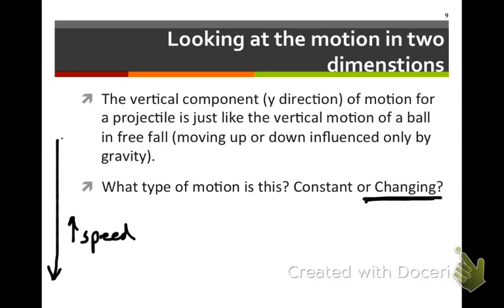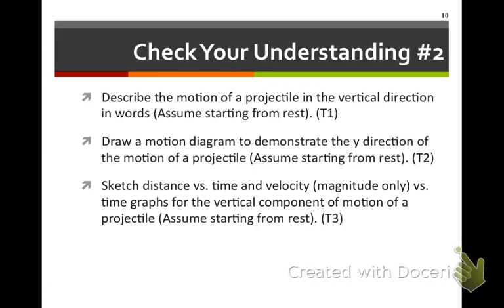Going down, it's increasing speed. Again, let's look at our free body diagram. This makes sense because the only force acting on it is gravity, and it's acting in that negative direction, so it's going to be increasing speed going down. All right, and again, here's check for understanding number 2. Go ahead and work on this, and again, we'll go over this on Monday.